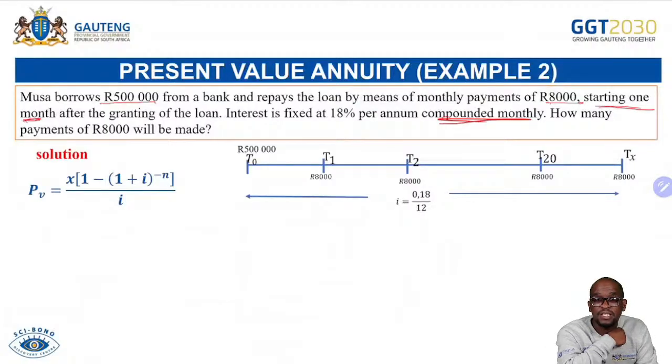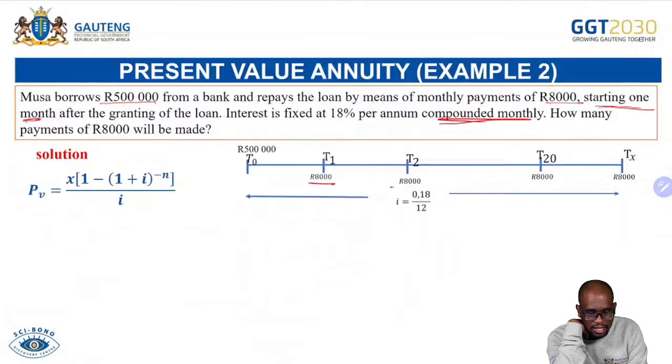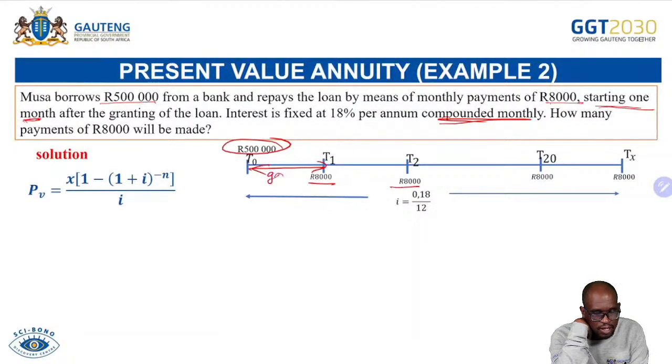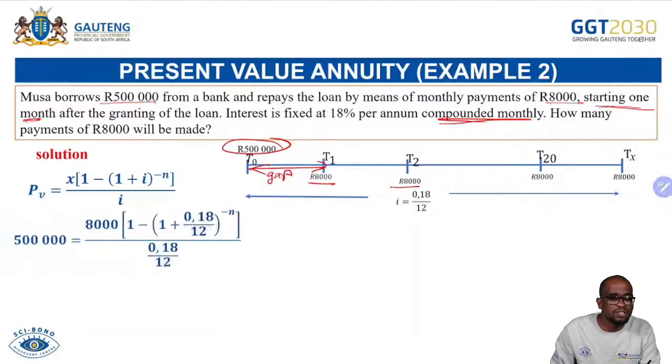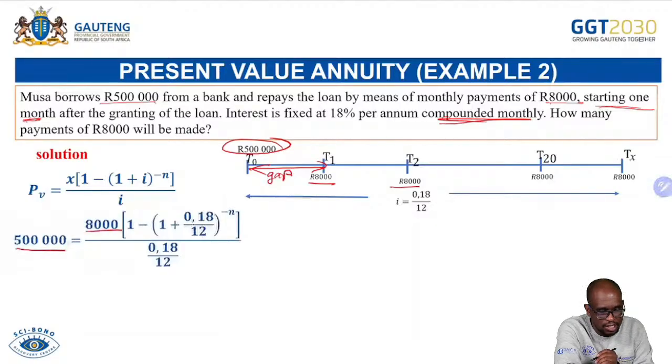Now, timeline first. All right, this is our timeline. We are paying back 8,000 starting from T1. We've been granted 500,000. There is that gap. Okay, that is mandatory. All right, and then these are the 8,000 that we are paying. Now let's check. 500,000, 8,000 that is repaid.